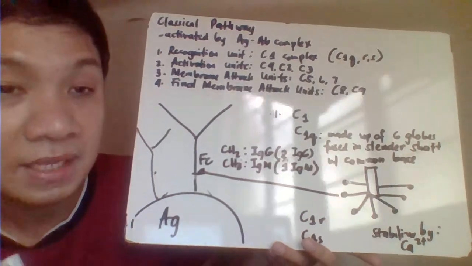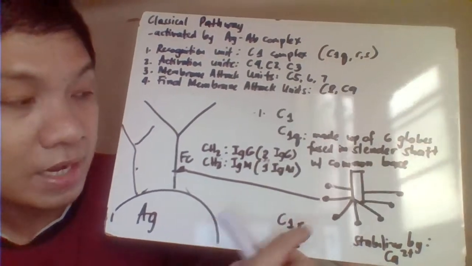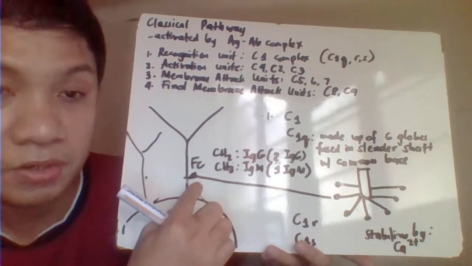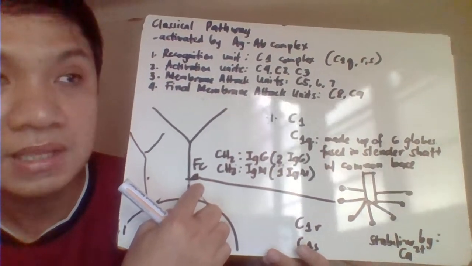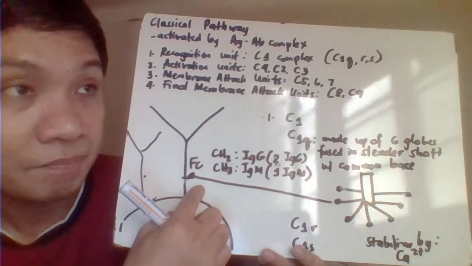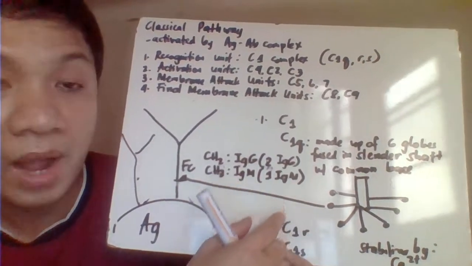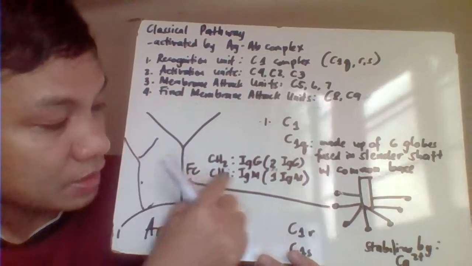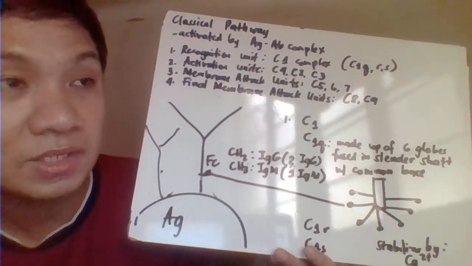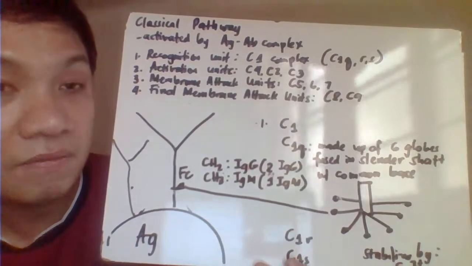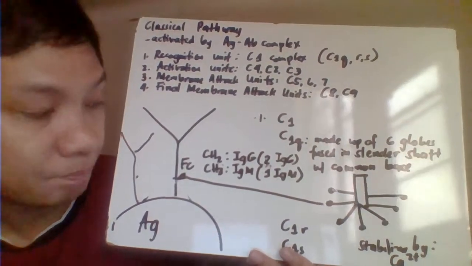On the other hand, the globe here can also bind to the Fc portion of IgM antibodies, specifically in the CH3. Okay, but you need only one IgM antibody because again, your IgM is a pentamer, so 5. So one IgM is already enough to activate the entire classical pathway.